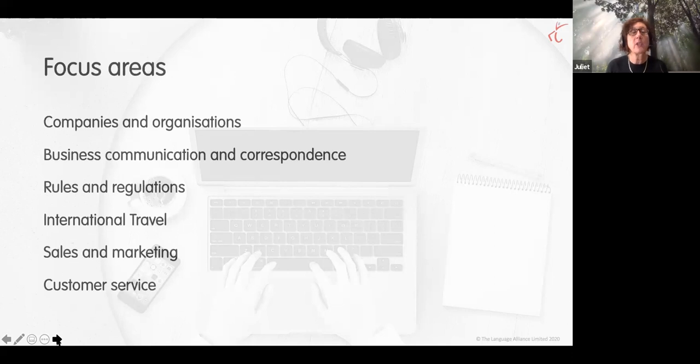So the level 2 business language qualification is designed, if you like, around 6 areas: companies and organizations, business and communication, rules and regulations, international travel, and sales and marketing, as well as customer service, because we felt that these were the kind of overriding contexts that students would find themselves in, where they may, if they were in the workplace, need to apply their knowledge. So let's just have a look in a bit more depth.